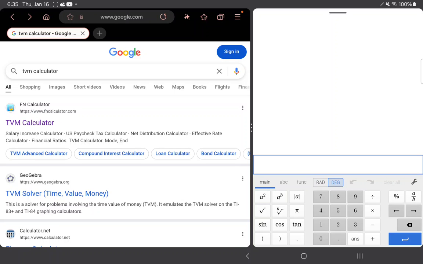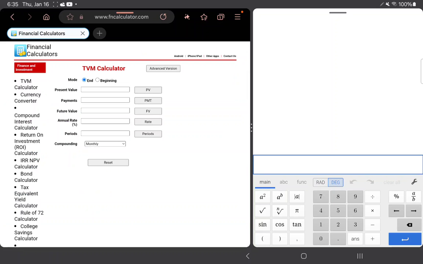We're mostly going to focus on the left side of the screen, working through some different scenarios and how it overall works. To get here, I'm using this top link. The domain is FN Calculator, and I always get there by Google searching TVM Calculator, and it's usually the first one that comes up. I'm going to click on it here, and I'll just zoom in a little bit.